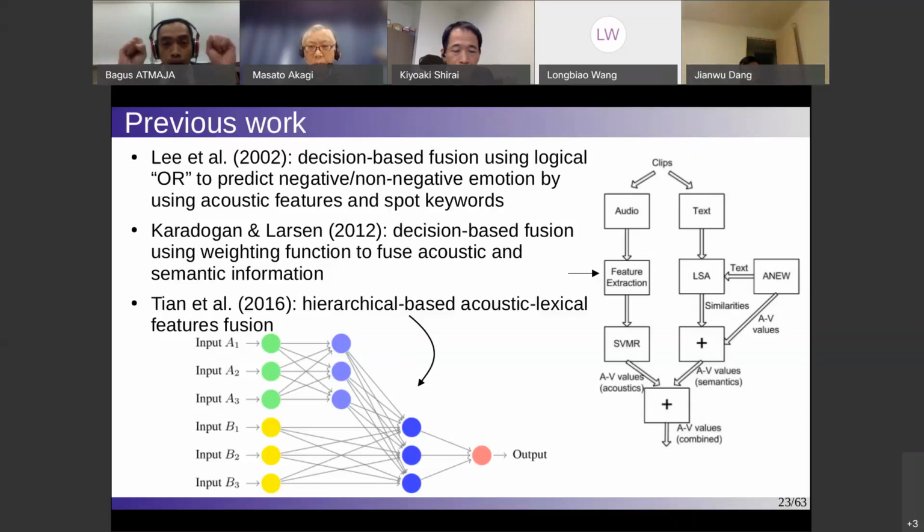So if acoustic is 1 and linguistic is 1, it becomes 1, positive or negative. If acoustic is 0 and linguistic is 1, it also becomes positive. That's the idea and the concept in the first literature. In the second literature, the concept is to weigh between acoustic and linguistic features. Again, the linguistic information here is different because they use semantic information from a dictionary and a new dictionary.